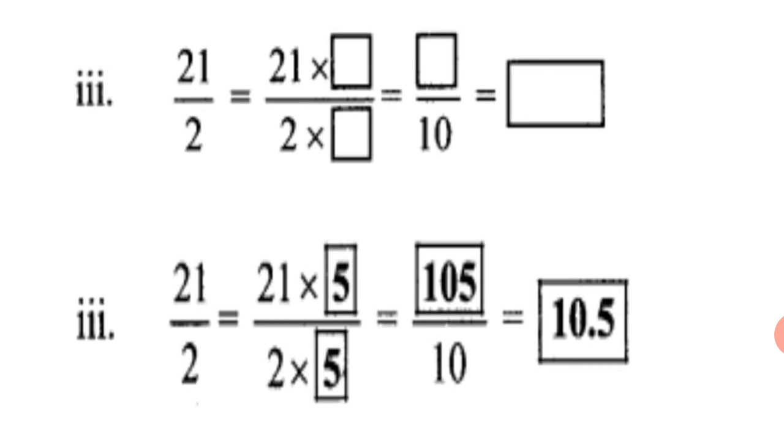Your answer 105 upon 10 is equal to, one digit you have to count because 10 is the denominator, and place a point, 10.5.